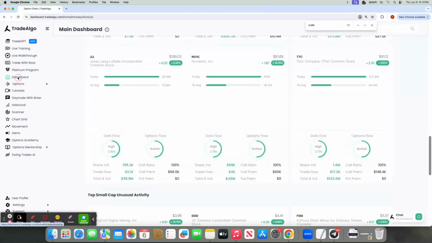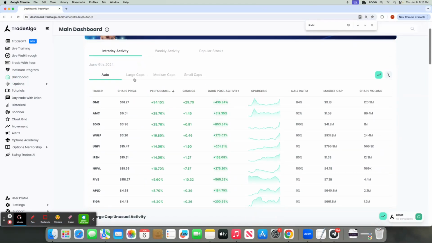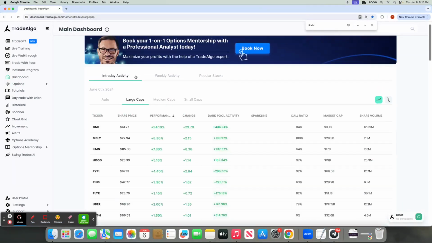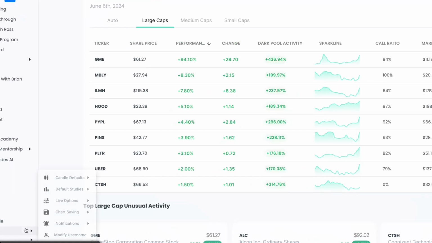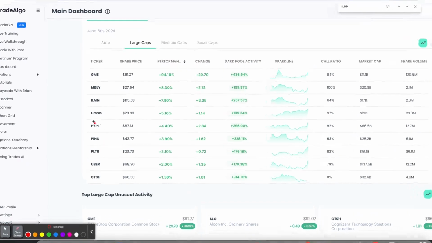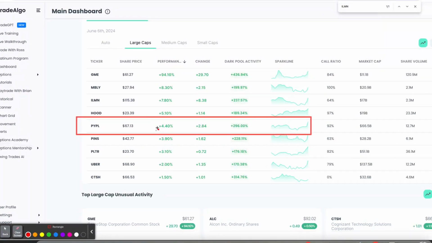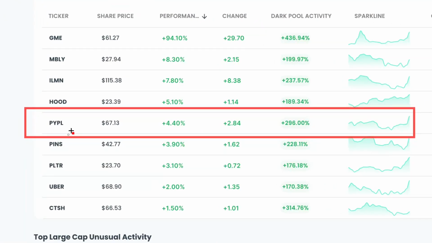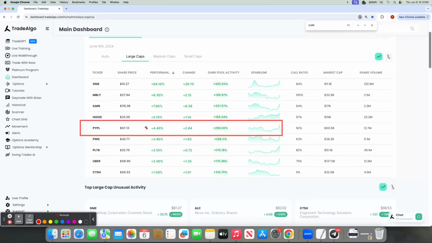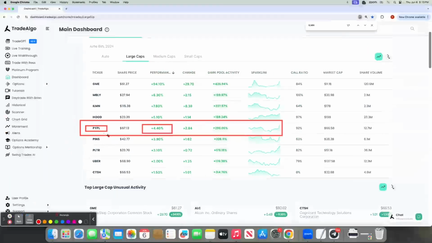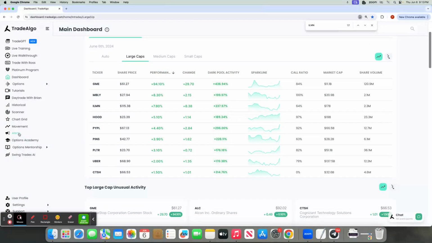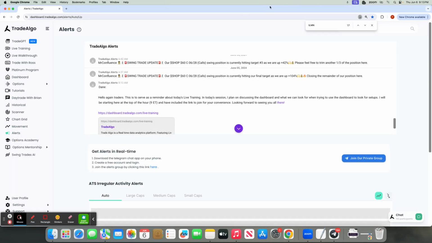Now, going right back to the TradeAlgo dashboard, we can see exactly what we're doing every single day by taking a look as well at PayPal. PayPal getting recognized by our artificial intelligence here with over 296% institutional trending up volume today. Now, this massive stock, the $66 billion stock, went up 4% today alone. As a result of that, PayPal was recognized in the pre-market by TradeAlgo's artificial intelligence.